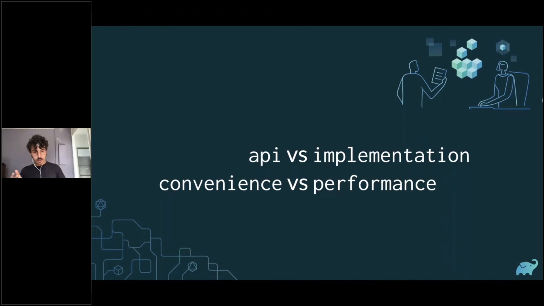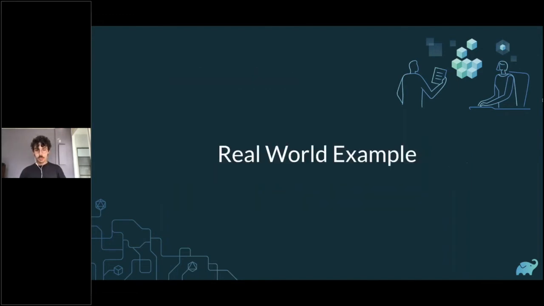And so how do we prove that, right? I don't just want to say, okay, convenience versus performance. I mean, a lot of times it makes sense to use one versus the other. We're all developers, we're lazy. There are shortcuts we can do. But let's take a look at a real-world example.